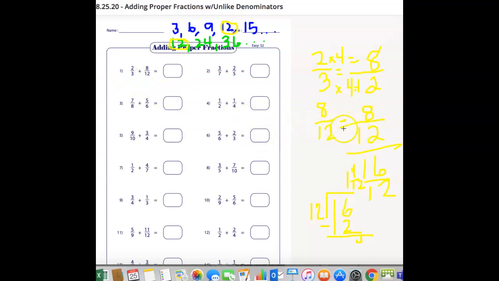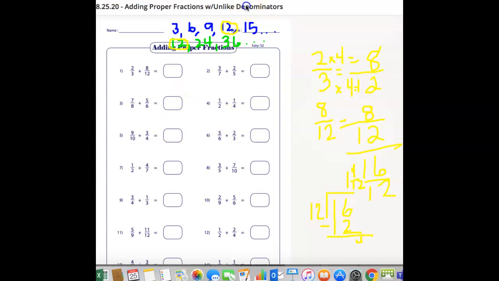Well, we're in luck in that 8 twelfths is already in twelfths. So we just have to move that back over. 8 twelfths equals 8 twelfths. 2/3 is what we have to change. So 2/3, you're going to write 2/3.